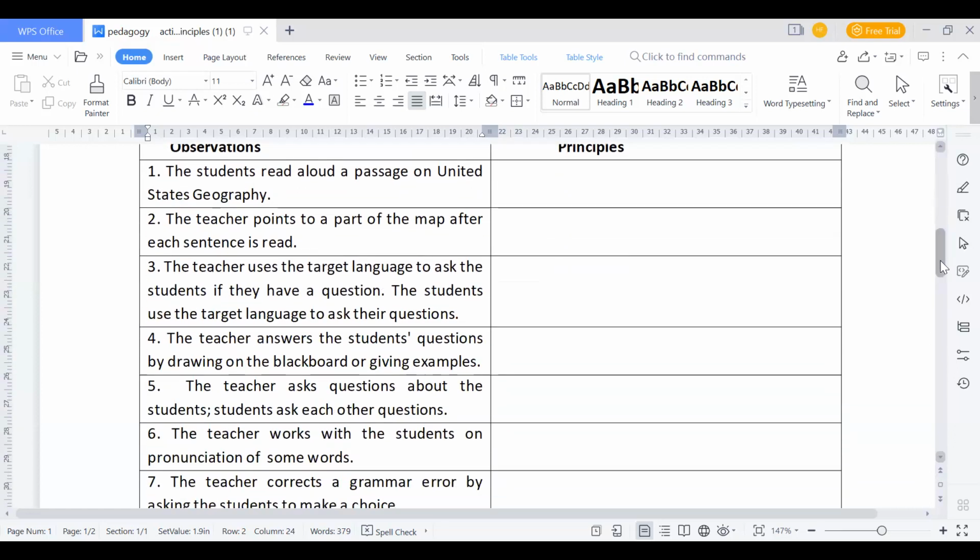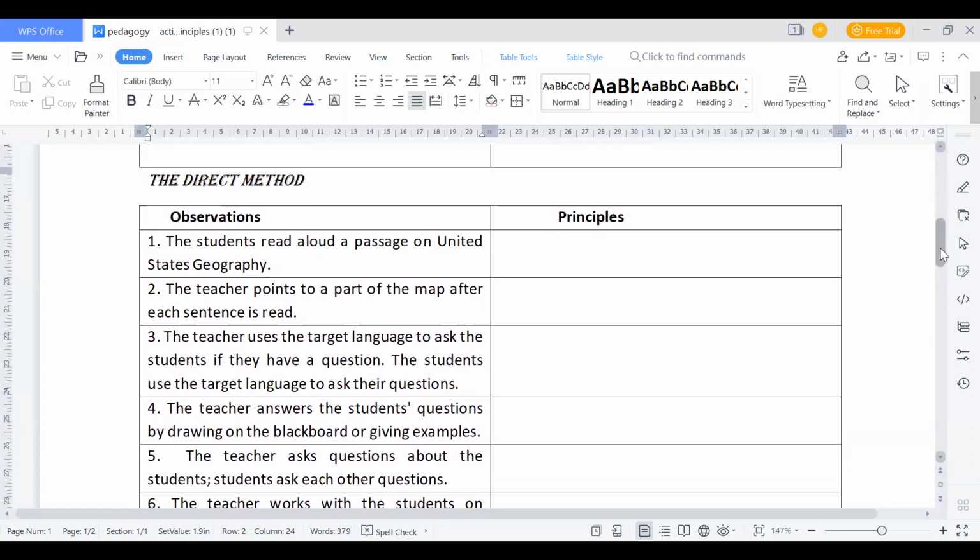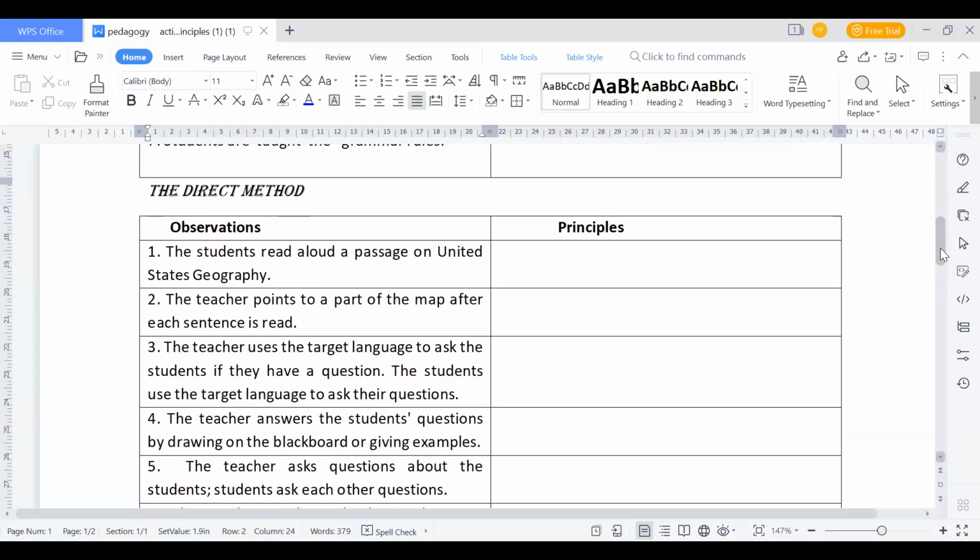Now the direct method. This time, quickly, who is taking the first one? This is now the direct method, not a GTM class. This is a direct method class. So why are these things happening? These are the observations. Can you quickly read the first one?